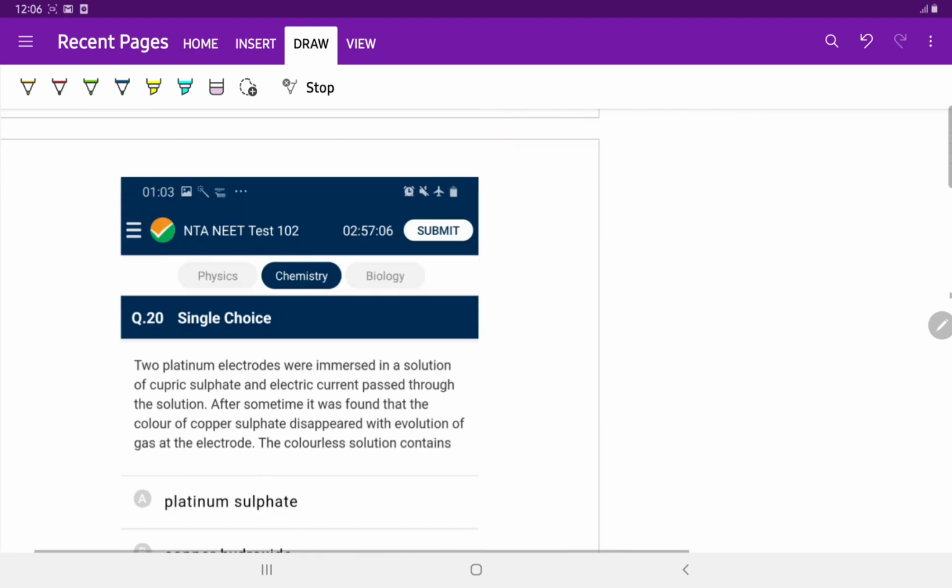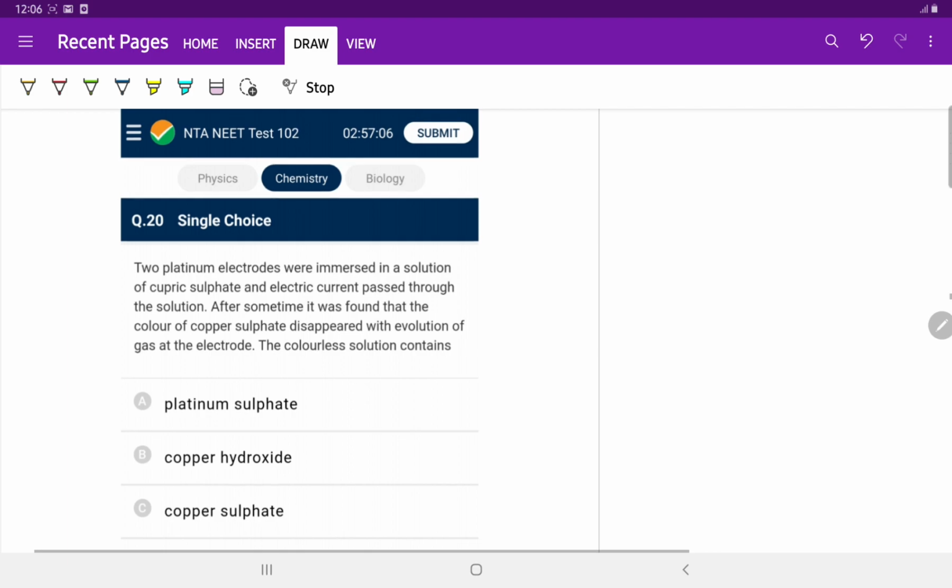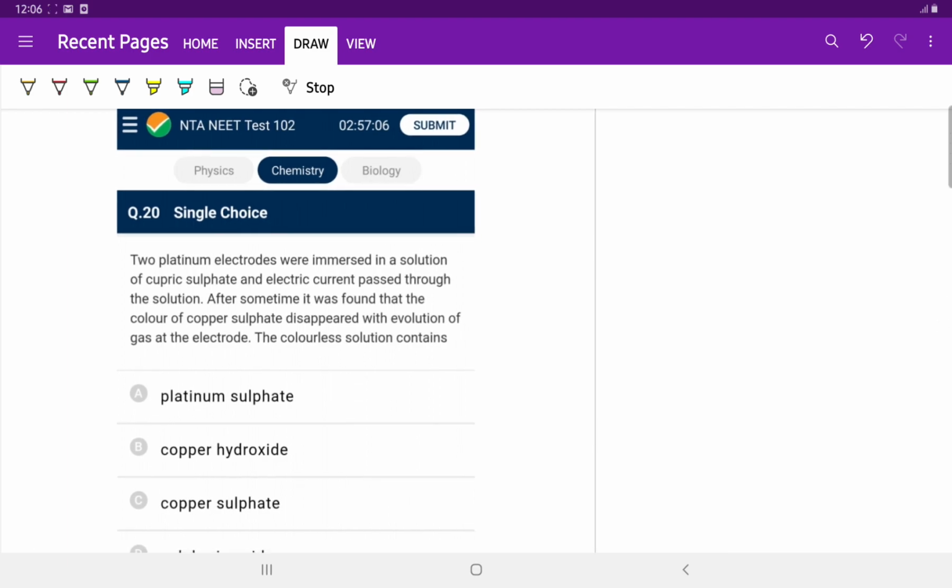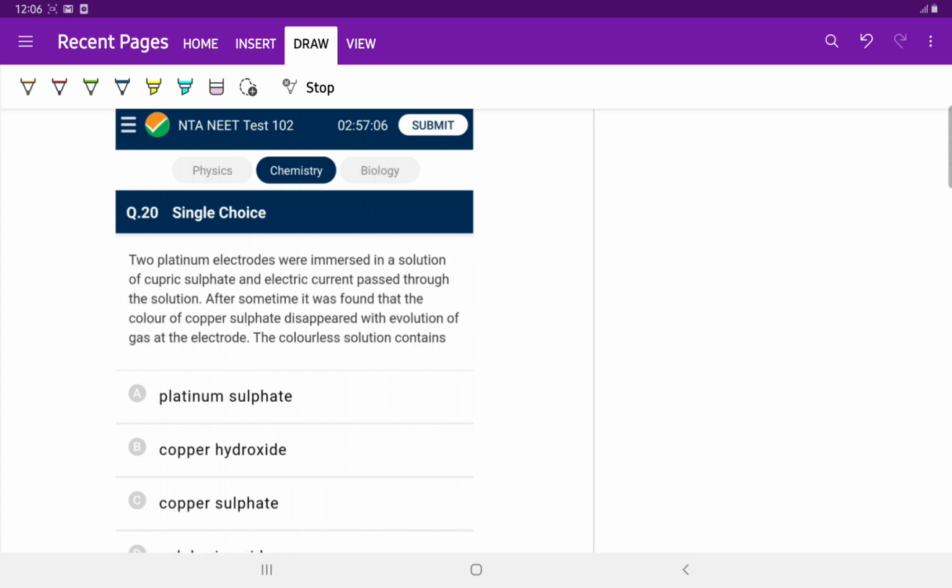Question number 20. Two platinum electrodes were immersed in a solution of cupric sulfate and electric current passed through the solution. After some time it was found that the color of the copper sulfate disappeared with the evolution of gas at the electrode. The colorless solution contained.